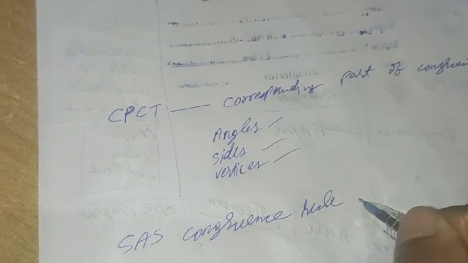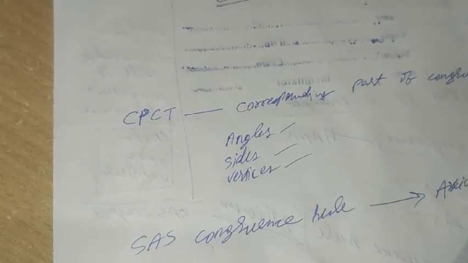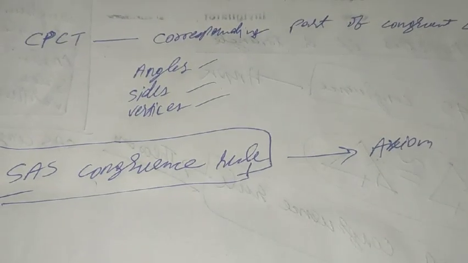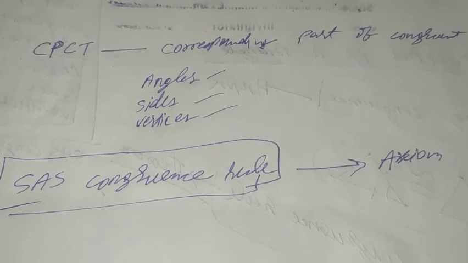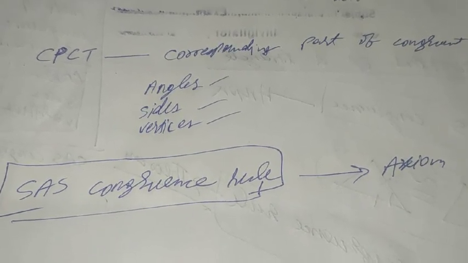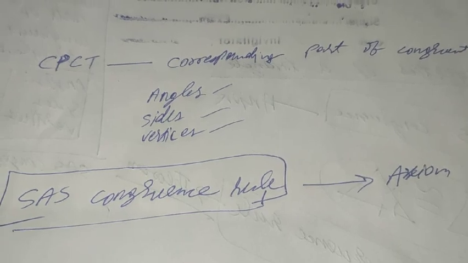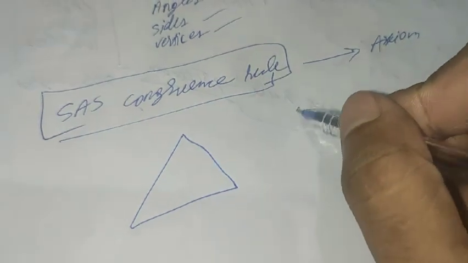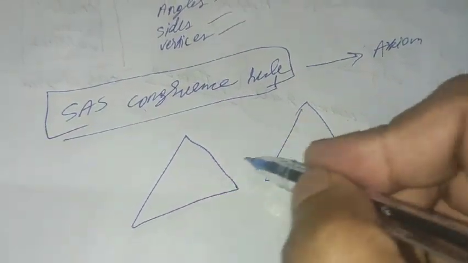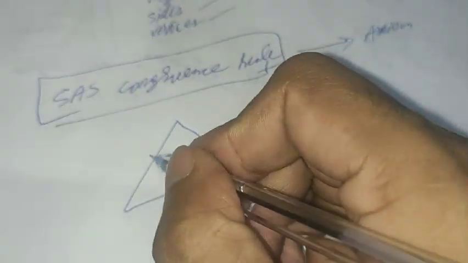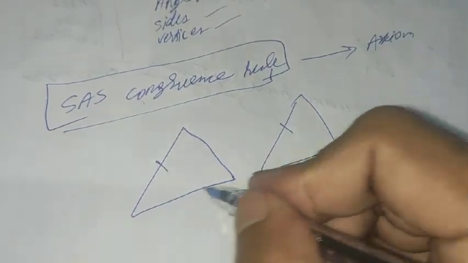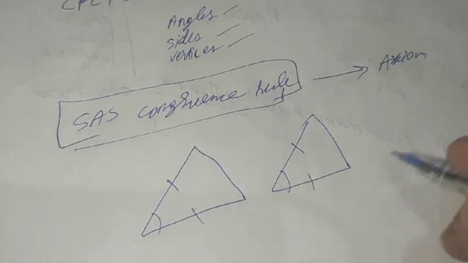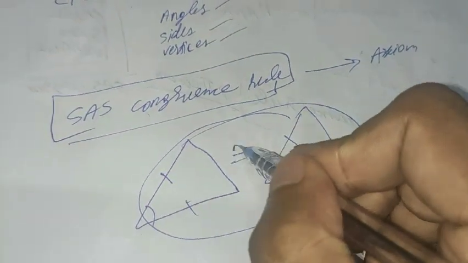Next we have studied the side angle side congruence rule. This is an axiom. What does it say? It says that two triangles are congruent if two sides and the included angle of one triangle are equal to the two sides and the included angle of the other triangle. For example, these are the two triangles, and it is given that these two sides are equal, and then this angle is equal. Then we will say that these two triangles are congruent.